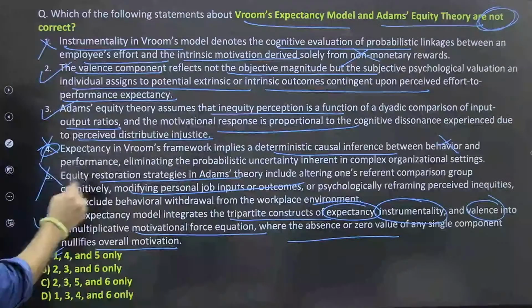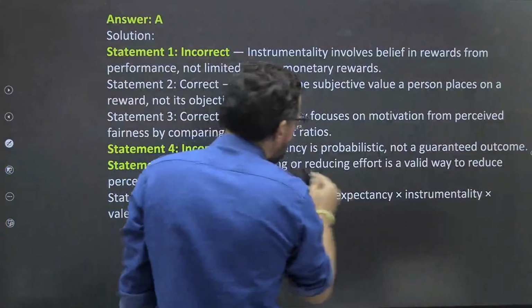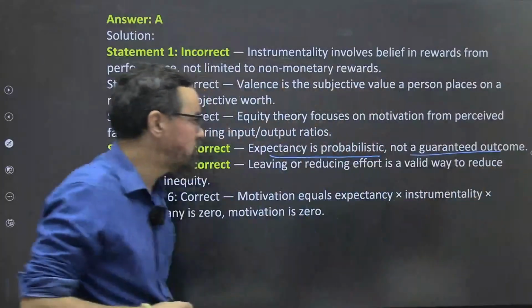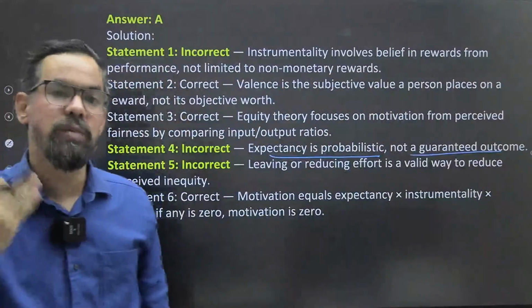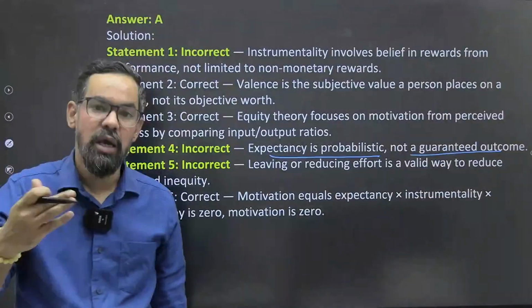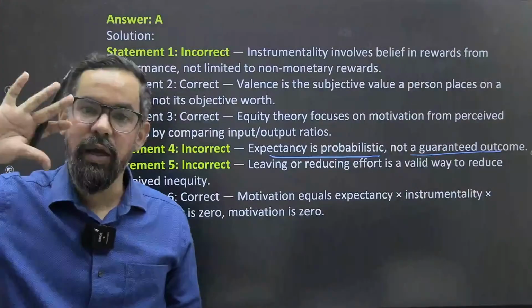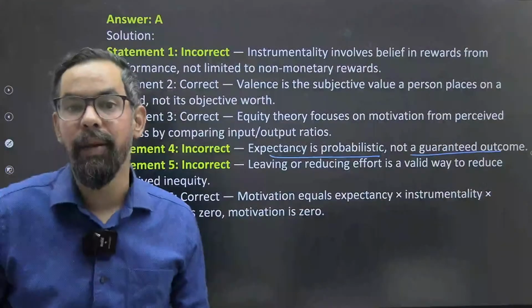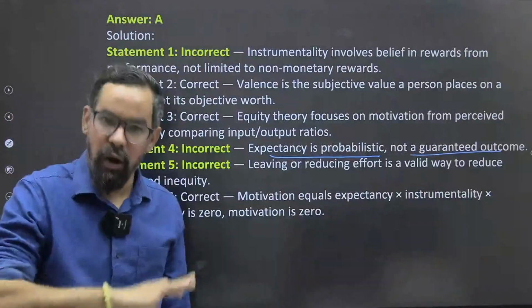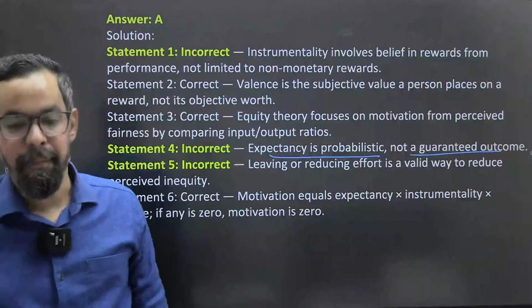We'll see statement 4, okay. Expectancy is probabilistic, not a guaranteed outcome. That means probabilistic means if I put in this much extra, let's say I'm contributing 2 hours additional to my job, so I should get this much. That is a probability we generally set, and it can be met or it can be over-rewarded or under-rewarded. That is the meaning of this particular statement. Okay, is it clear to everyone?